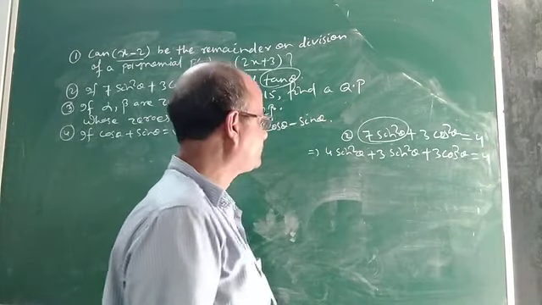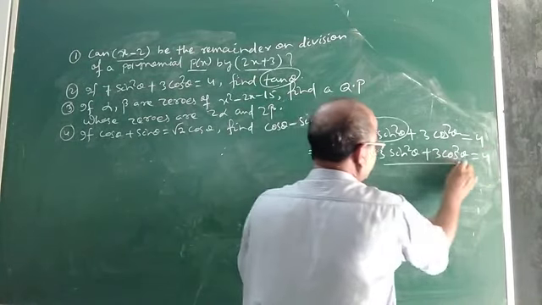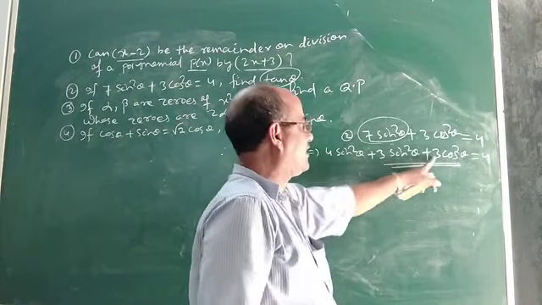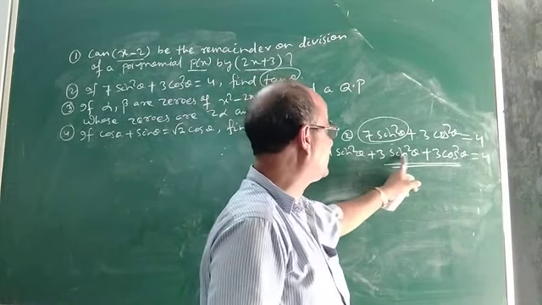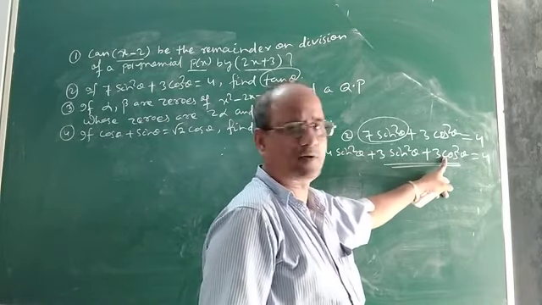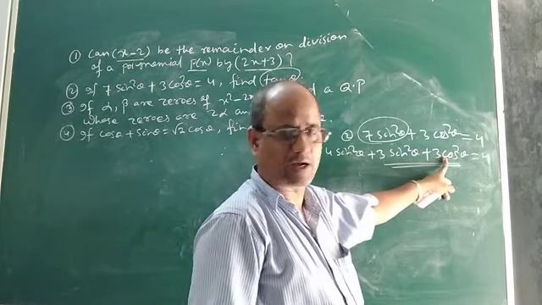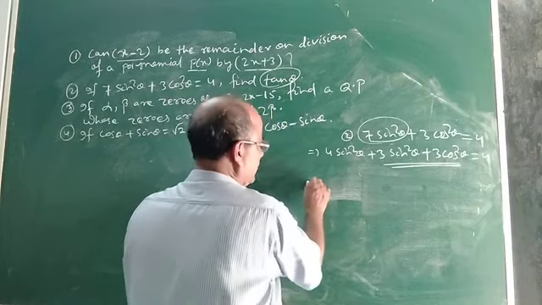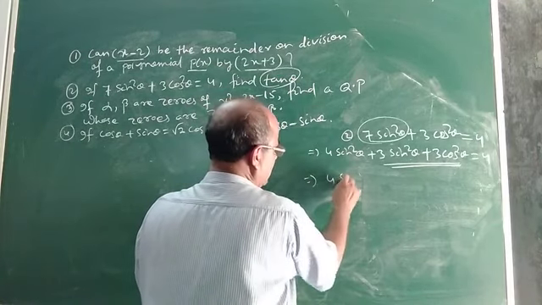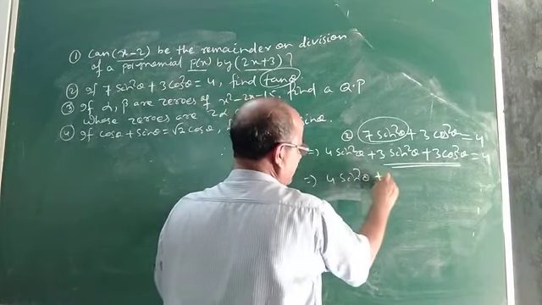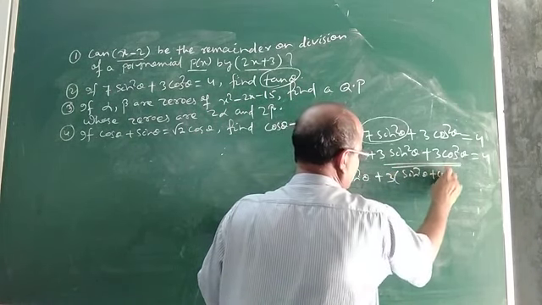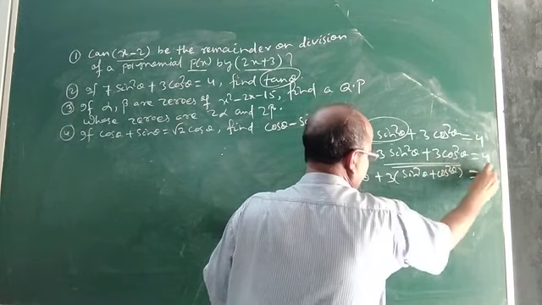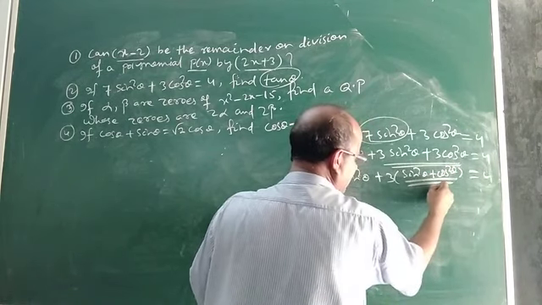Now see. Out of this, 3 sin square theta plus 3 cos square theta, we can take common 3. Now if we take common 3, it will be sin square theta plus cos square theta, whose value is 1, you know the identity. So this will be 4 sin square theta plus 3 times sin square theta plus cos square theta, equal to 4. Now in place of this we will take 1.